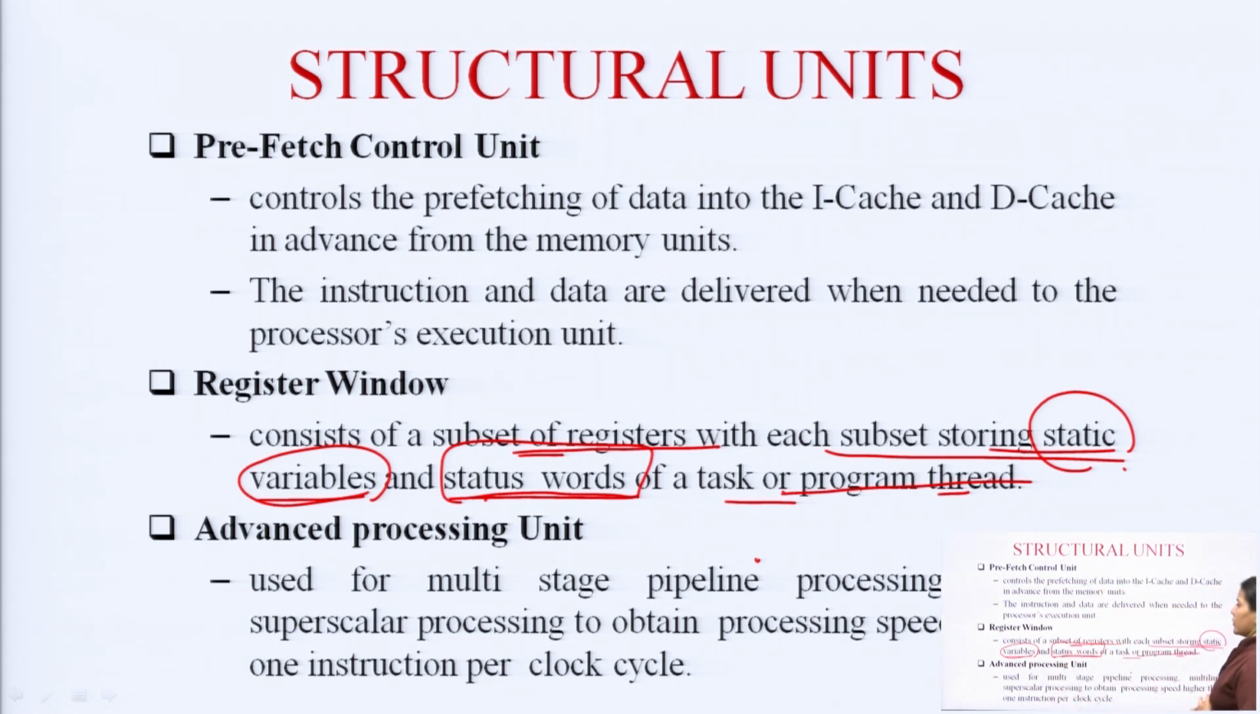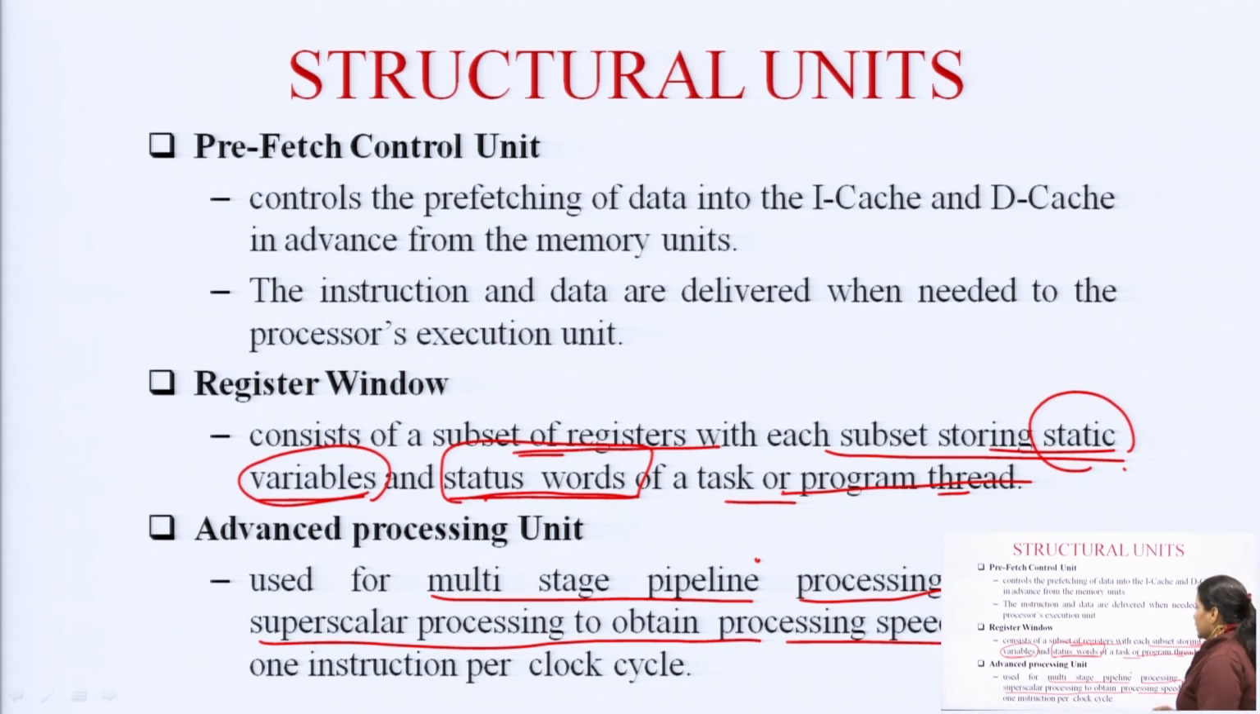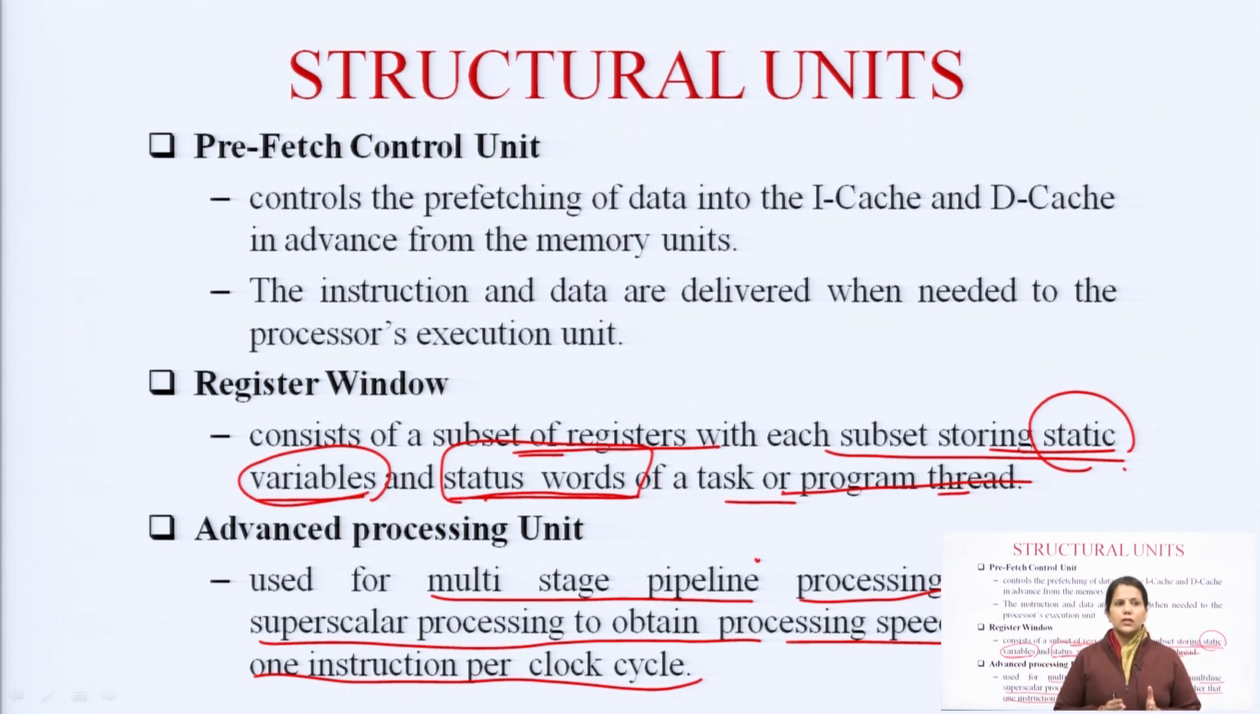Another important structural unit is the advanced processing unit. It is used for multi-stage pipeline processing and multi-line superscalar processing to obtain a processing speed higher than one instruction per clock cycle. For a general system, the processing speed is one instruction per clock cycle. But for advanced applications we are talking about multi-stage pipelines. Pipelining, as I have already explained, means that a certain set of instructions or opcodes is already prefetched from the main memory, which helps the smooth functioning of the various processes, because these prefetched opcodes are executed sequentially and at a higher speed.